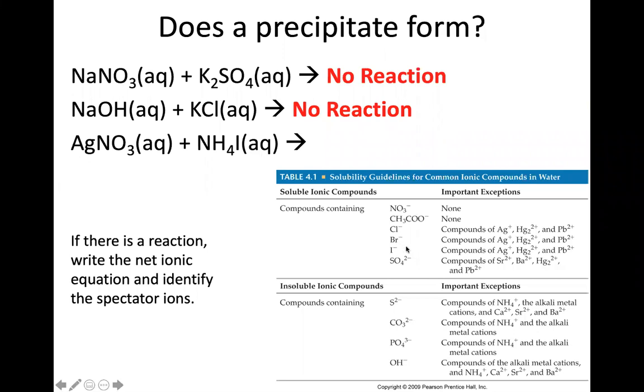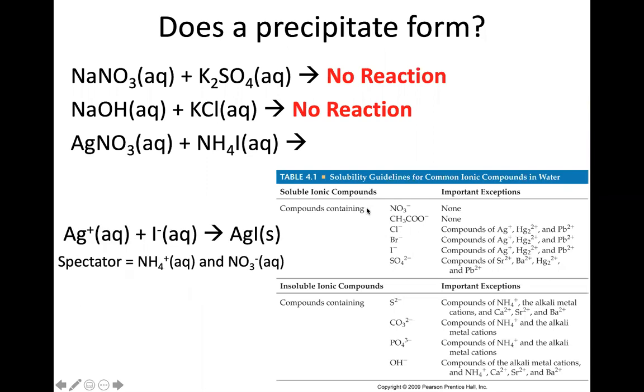Silver and iodide. Iodides are usually soluble. Oh, but I see an exception right here. The silver is an exception. Silver iodide would be a precipitate that would form. The net ionic equation has the silver ions combining with the iodide ions to form silver iodide solid. The ions floating around in the beaker both before and after are the ammonium and the nitrate.